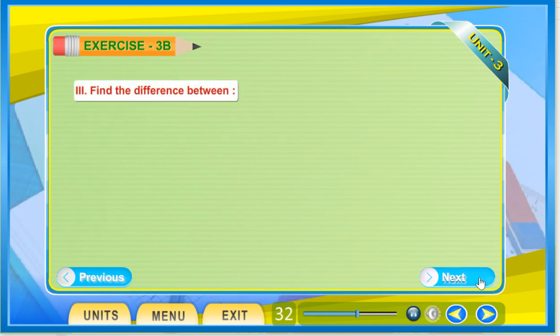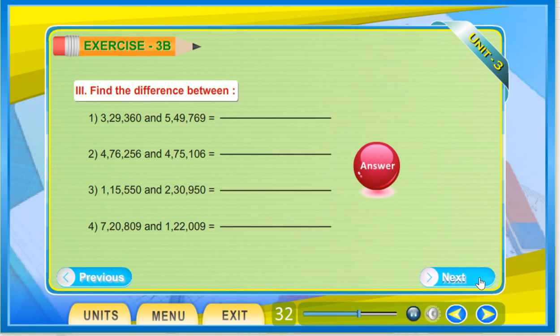Three. Find the difference between 1. 3,29,360 and 5,49,769. 2. 2,476,256 and 4,75,106. 3. 3,115,550 and 2,30,950. 4. 4,720,809 and 1,22,009.